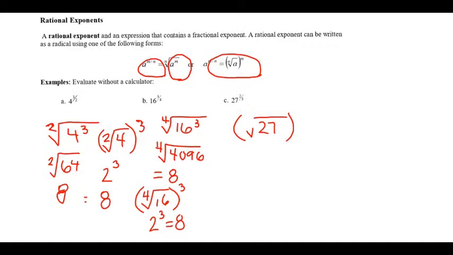That should be a 3 there. And then we'll square it when we're done because that's the power, the numerator. The cube root of 27 is 3. And then when we square it, we get 9. So my answer is 9 there.